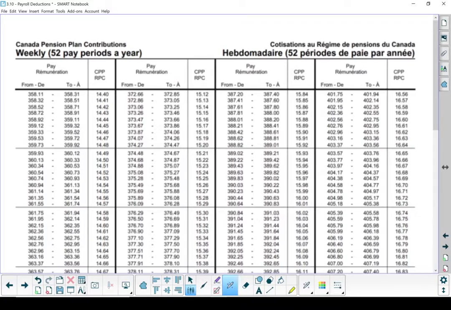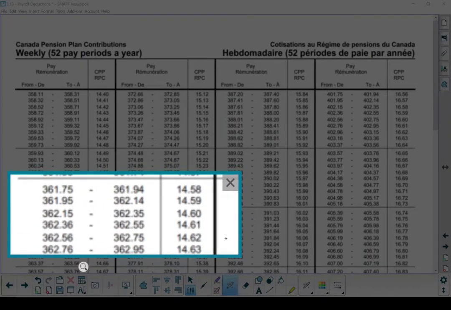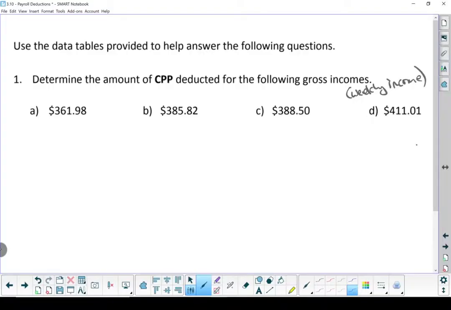We're looking for $361.98. It's going to be right here, right there on the top, right between $361.75 and $361.94. That number to the right of it, that $14.58, that's going to be exactly what the deduction is going to be for CPP. Let's go put that in our question. Our deduction is going to be $14.58. It's just a matter of looking it up on the table.